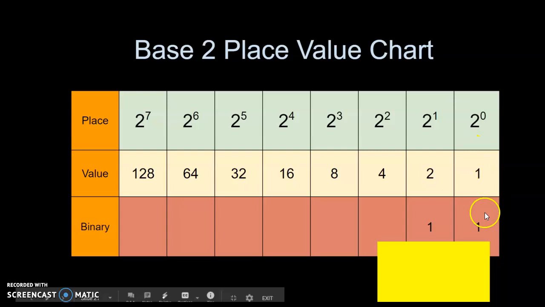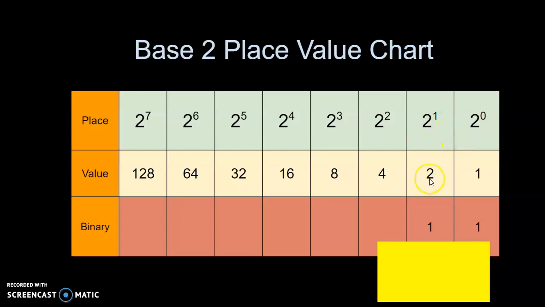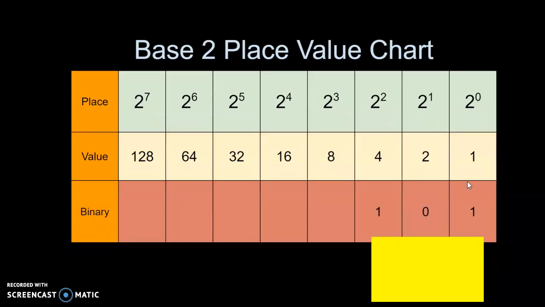Now I want one of these, and I want one of these. So 2 to the 0 is equal to 1. 2 to the 1 is equal to 2. So 2 plus 1 equals 3. So I want 1, 2 to the 2. That equals 4. I don't want any of these. And I want 1, 2 to the 0, which equals 1. So I want a 4 plus a 1. And that equals 5.